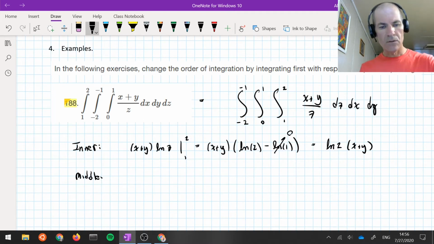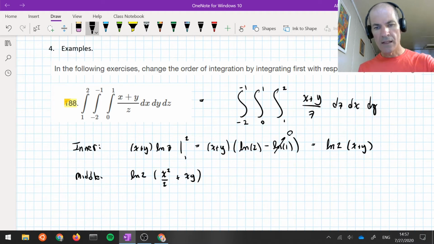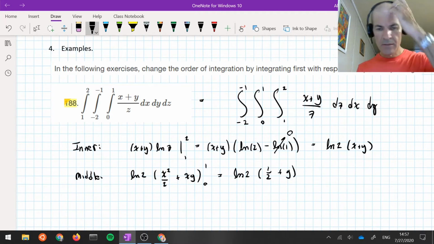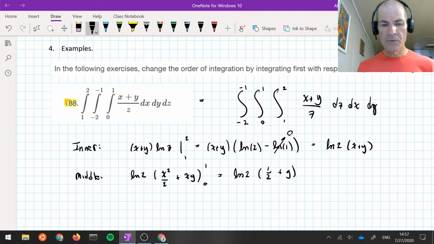In the middle integral, we are integrating with respect to x. The constant natural log of 2 just goes along for the ride. We get x squared over 2 plus xy, and the limits of integration in the x direction are from 0 to 1. Plugging in 1 and plugging in 0 and subtracting, plugging in 1 we get 1/2 plus y. Plugging in 0, since there's an x in both terms, those are both wiped out.